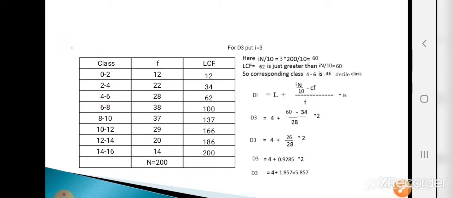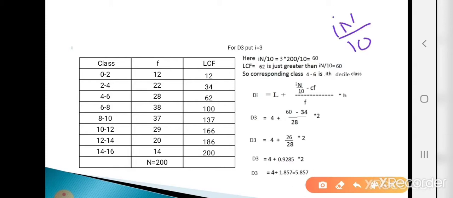Now the last, D3. So for the value of D3, put i is equal to 3. So iN divided by 10, that is 3 into 200 divided by 10.